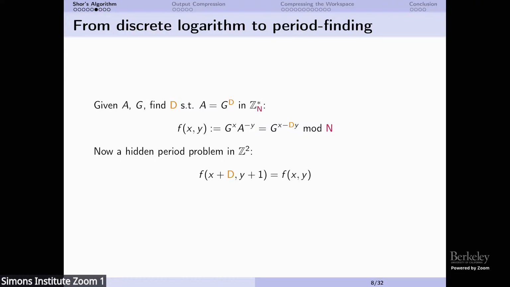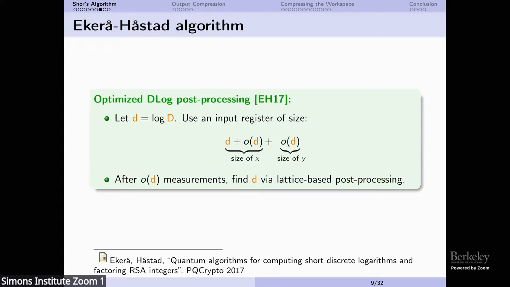And finally, the version of Shor's algorithm that we'll be interested in is the version of Ekerå and Håstad. This is a version that optimizes the post-processing part and that optimizes the input register. We need that very much. And the idea is you're going to take an input register which is really the smallest possible to get information on the period. And the smallest possible depends on the size of your discrete log.